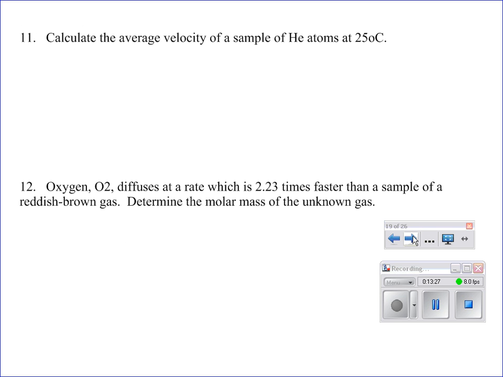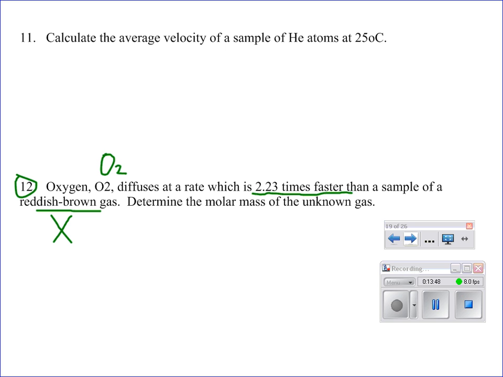Calculate the average velocity. Well, let's do 12 first since it's in our head right now, the whole Graham's law thing. Oxygen diffuses at a rate which is 2.2123 times faster than that of a reddish-brown gas. So we don't know this gas. We're going to call it gas X. And we know about oxygen. Determine the molar mass of the unknown gas.